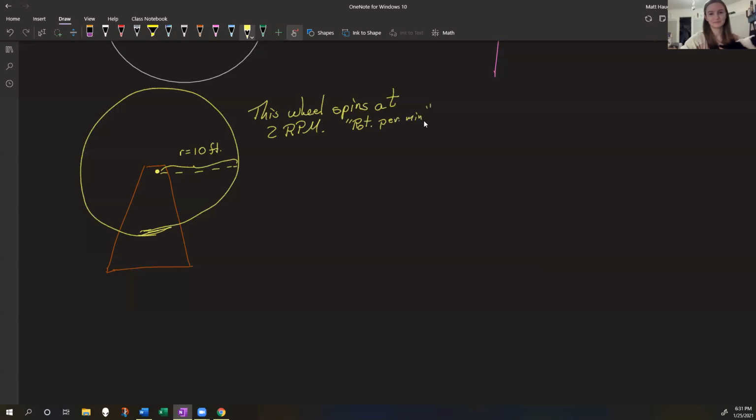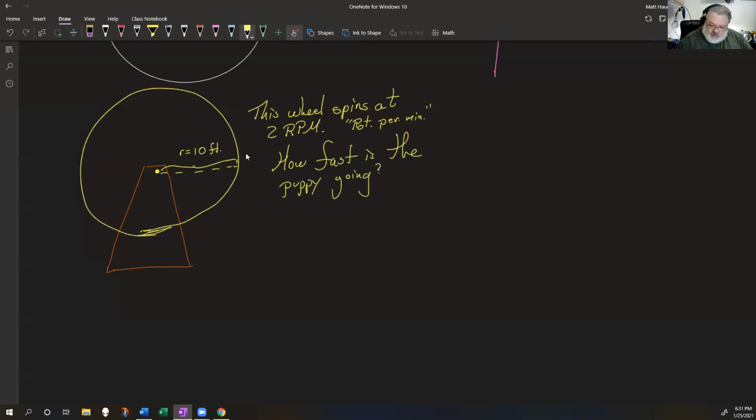Okay. Do try to avoid saying RPMs. People often do, but it's not rotations per minutes. It's this many RPM, but people often say RPMs. No one's going to think too badly of you, I hope. Anyway, this wheel spins at 2 RPM. How fast is the puppy going? Assuming the puppy is on the edge.